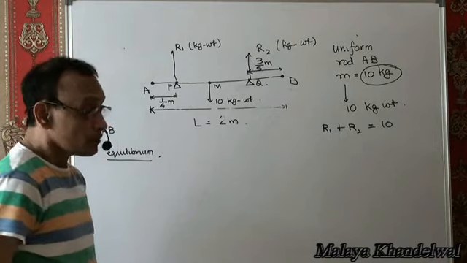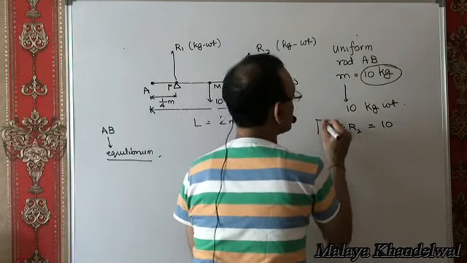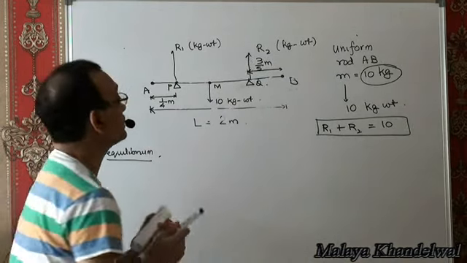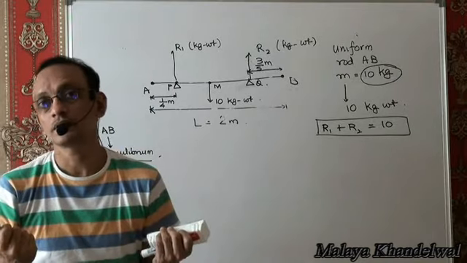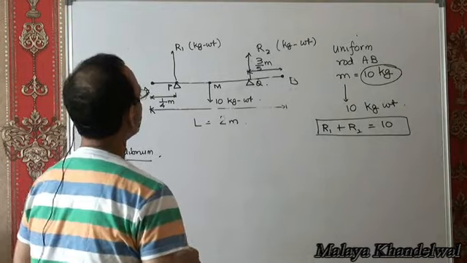Now, if there is rotational equilibrium in addition to translational equilibrium, then the moments about any point must be 0. The net clockwise moment must be equal to the net anti-clockwise moment.